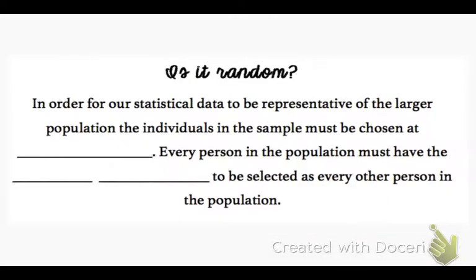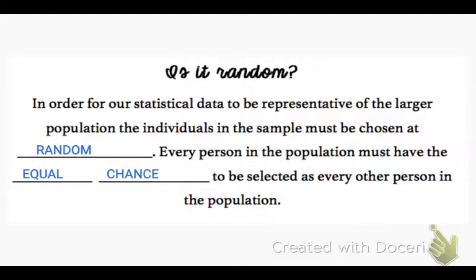So we talked a little bit about, in order for our statistical data to be representative of the larger population, the individuals in the sample have to be chosen at random, meaning everybody in the population has an equal chance to be selected as every other person in the population.